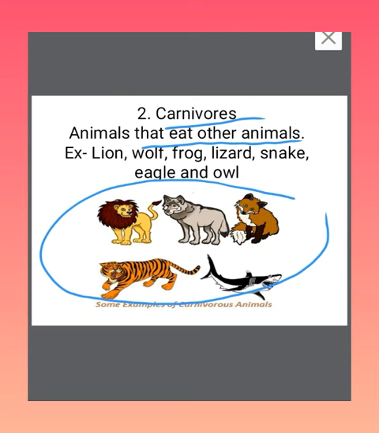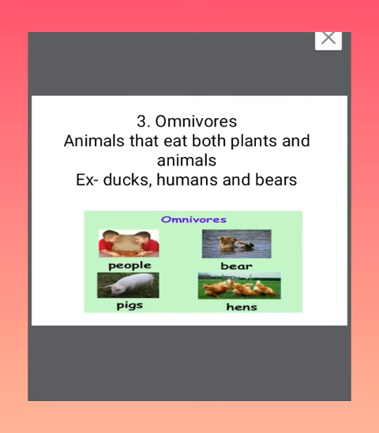Now, the third category under this is omnivores. What are omnivores? Omnivores are those animals that eat both plants and animals. These are known as omnivores. For example, we have ducks, humans like us, as well as bears, which eat both plants and animals, and therefore these animals are known as omnivores.